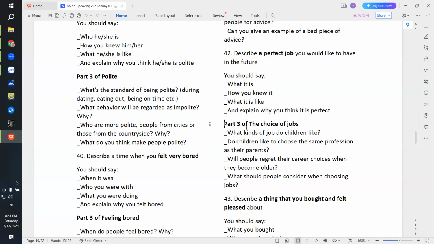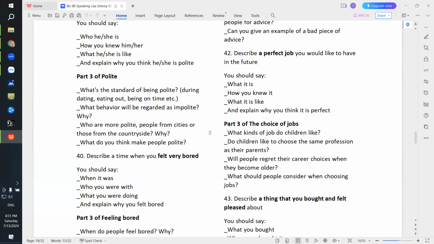Okay, and then part 3 about the choice of jobs, lựa chọn nghề nghiệp. So what kind of jobs do children like? Think about when you were children, what kind of jobs did you really like? For example, policeman, policewoman, teacher, doctors. Some children would love to become a musician or a singer, or sometimes they just want to be a billionaire, something like that.